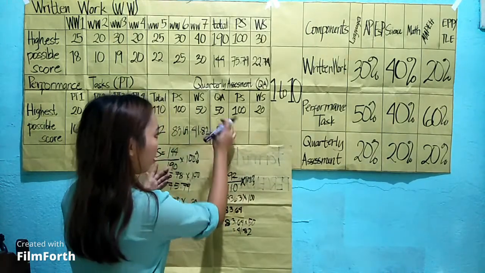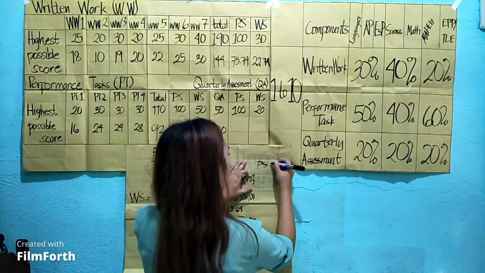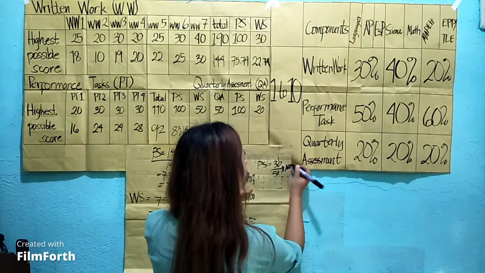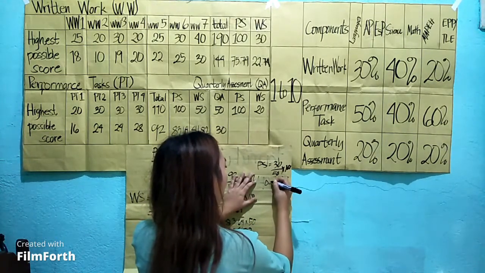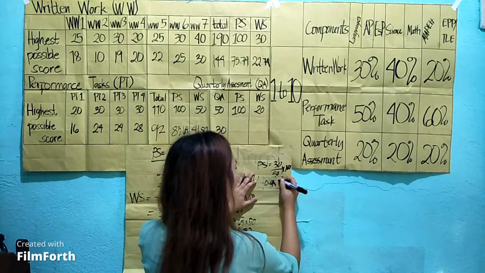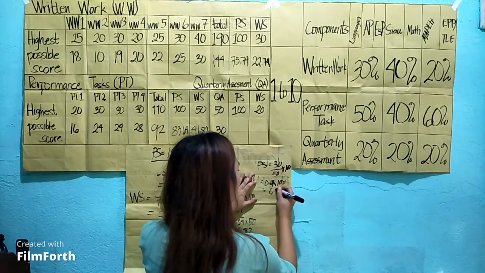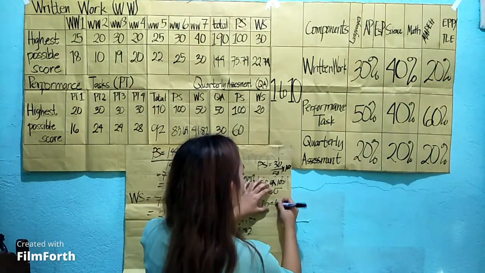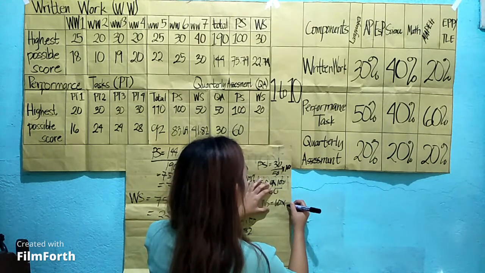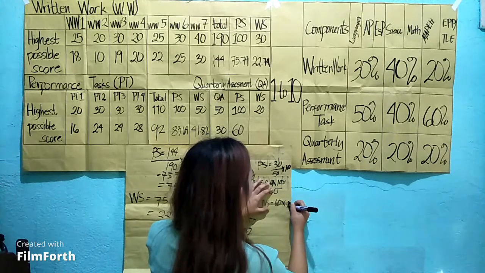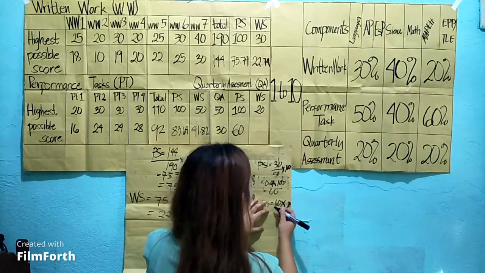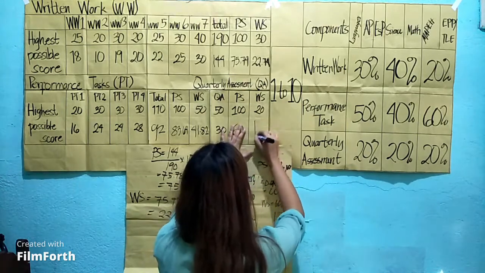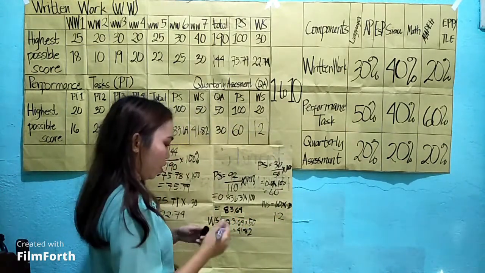So now we're going to answer this one. PS: 30 divided by 50 times 100 is equal to 0.6 times 100, which is equal to 60. So we're going to put the 60 here and then proceed to the weighted score. 60 times 20%, which is the quarterly assessment. So 60 times 0.20 is equal to 12. Proceed to the question.